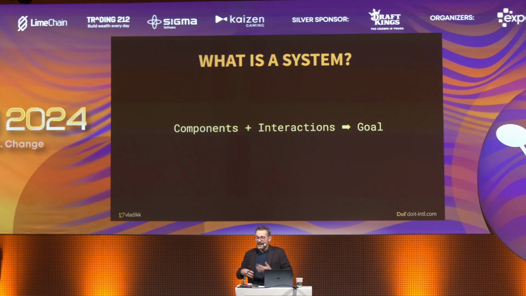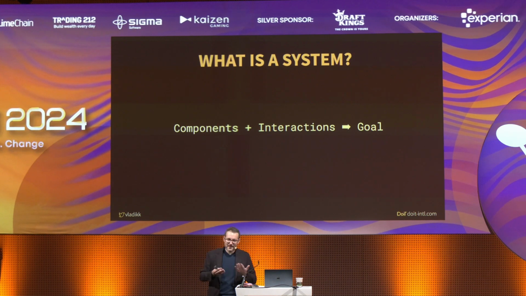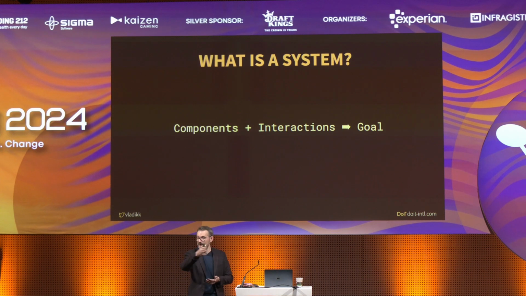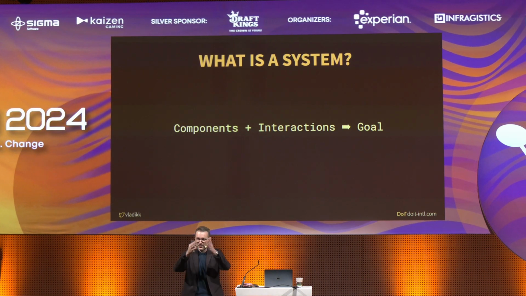When we are looking at any system, by that I mean even the chair you're sitting on, for those who are sitting on a chair. By the way, there's lots of empty chairs here for those who are standing.